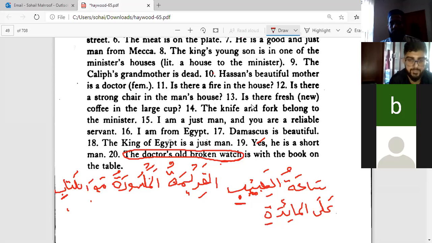Okay. So if you translate it, one thing I always find helpful, once you've done something like this, is to assume that this question didn't exist, and assume you were translating from Arabic into English. You read your sentence, and then you translate it backwards to see if it comes to the same translation. So that's what I do. Sa'atu tabibi would mean the watch of the doctor. Al-qadimatu al-maksuratu, the old broken watch of the doctor. Ma'al kitabi is with the book. Ala al-ma'idati, on the table. That's it. Any questions?